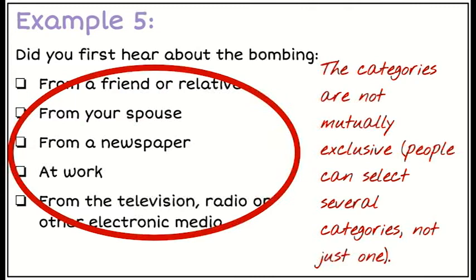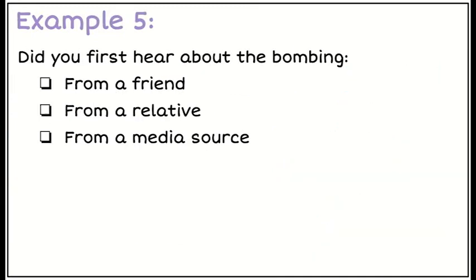So what we've got there is categories that overlap, and we don't want that. We want them to be quite separate. So here is what we can do to reword that. Just look at, did you first hear about it? Friend, relative, or media. So remove lots of the answers and just have 3 very clear and separate categories.